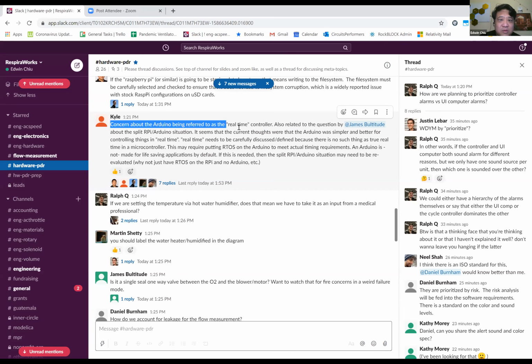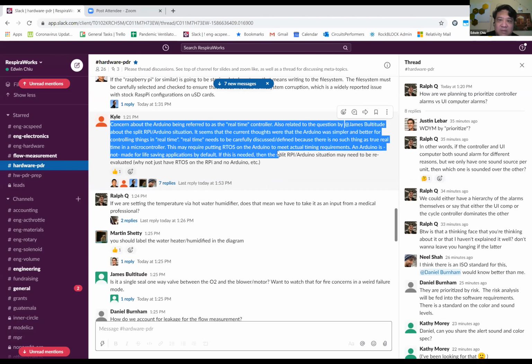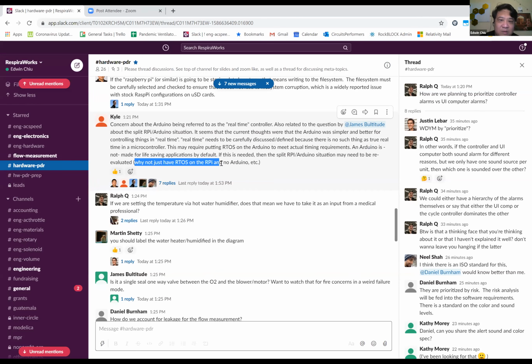Cal writes about the Arduino being referred to as a real-time controller, related to James's question about the split RPi Arduino situation. It seems that the current thoughts were that the Arduino was simpler and better for controlling things in real time. Real time needs to be carefully discussed and defined because there is no such thing as true real time in a microcontroller. This may require putting an RTOS on the Arduino to meet actual timing requirements. And Arduino is not made for life-saving applications by default. If this is needed, then the split RPi Arduino situation may need to be reevaluated. Why not just have an RTOS on the RPi and no Arduino?